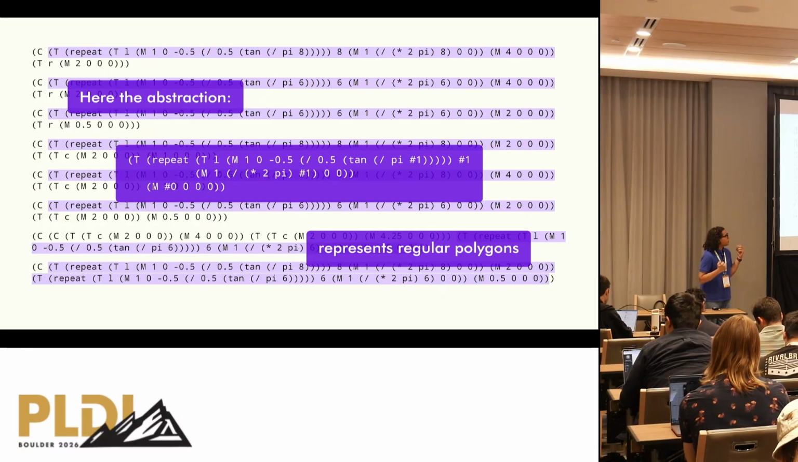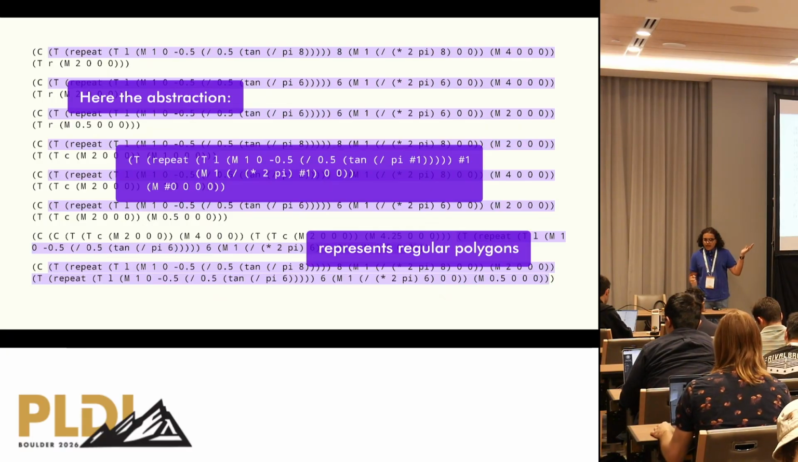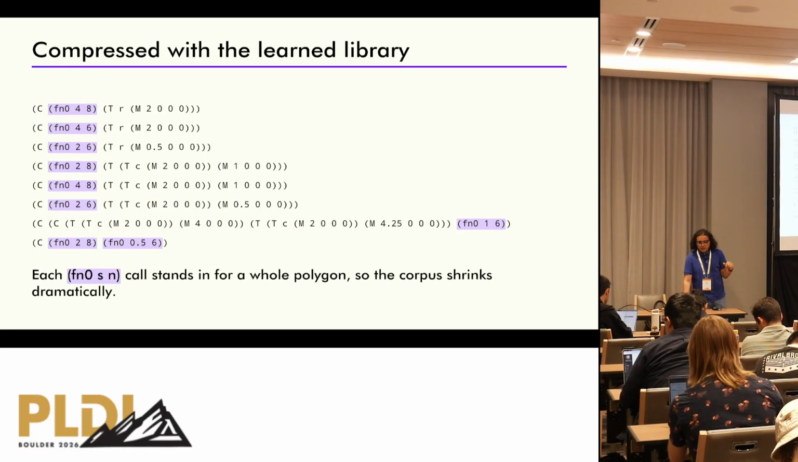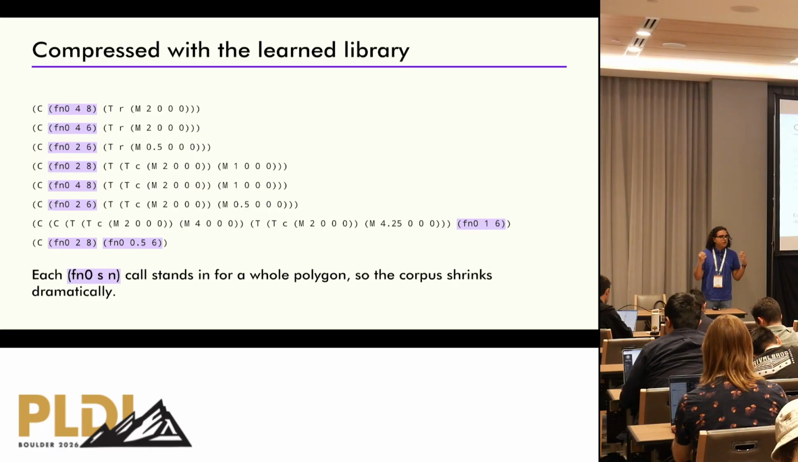Here, we're looking at one particular abstraction, and this represents regular polygons. That's what's going on in the background. And if we rewrite the corpus here to use this library of one function, we end up with a much smaller corpus that is potentially easier to understand if you were to translate these all into human-readable tokens.